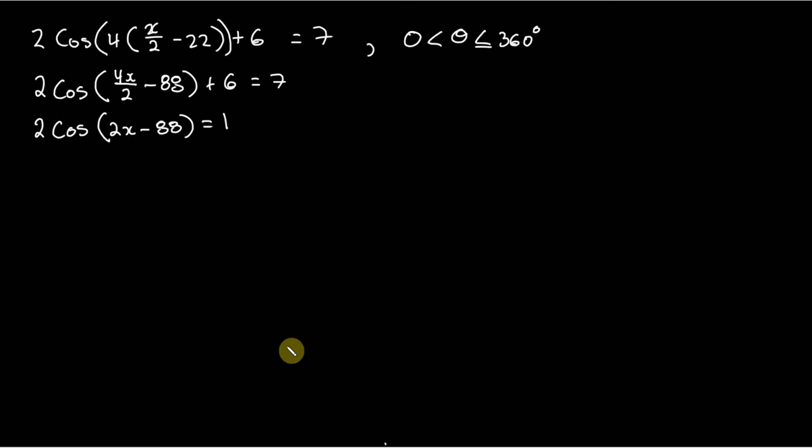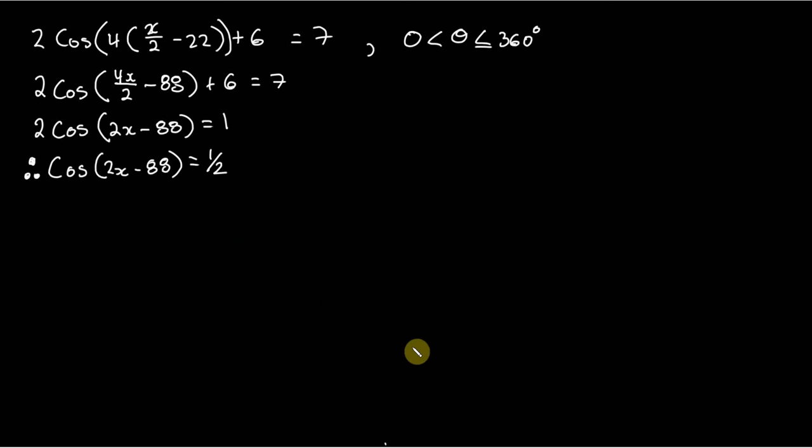And finally, we can still clean this up a little bit. We can divide by 2 on both sides. We want to get rid of this 2 in front of the cos. That's no good out front. And that's going to leave us with cos of 2x minus 88 equals 1/2. We just divided both sides by 2. We get 1/2 on the right, and the 2 cancels on the left. This is as much as we can simplify for now, so I'm just going to write: therefore cos of 2x minus 88 equals 1/2, okay?